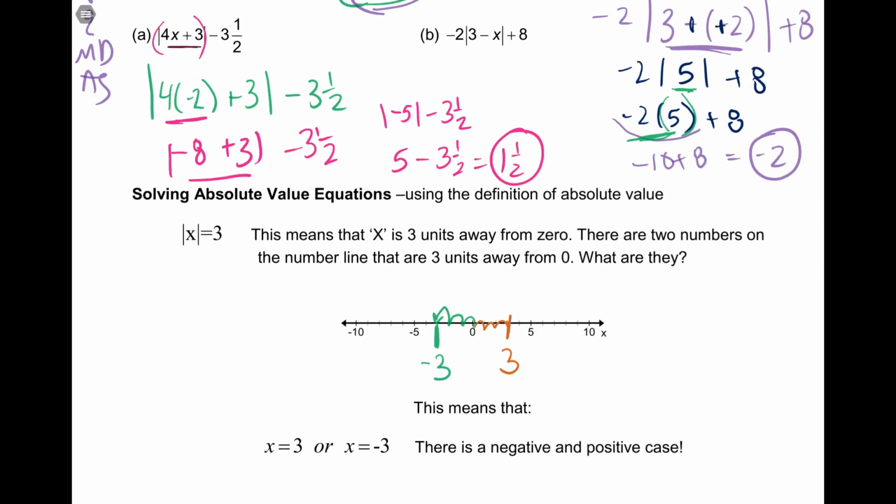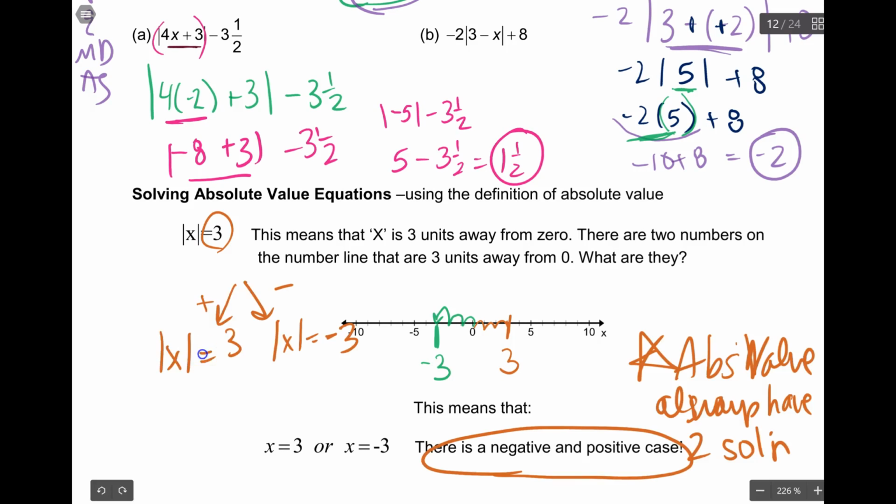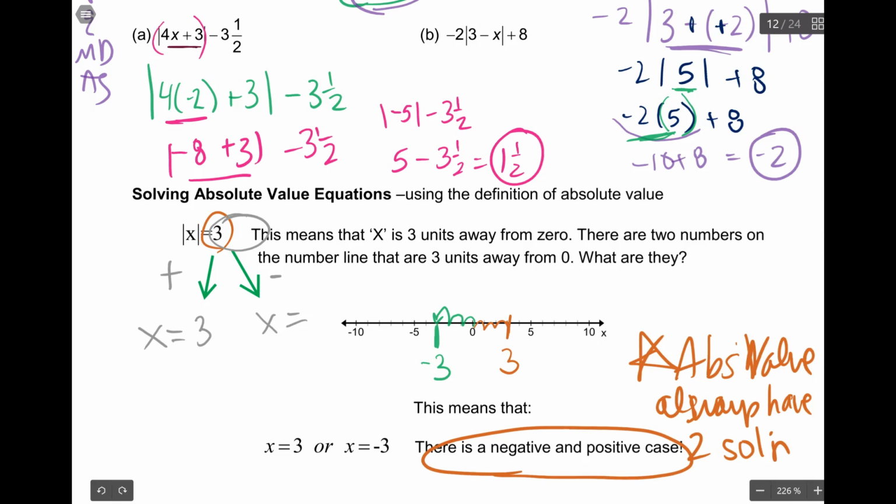So this means absolute values always have 2 cases. Absolute values have 2 solutions: you'll have a positive case and a negative case. So I'm going to split this into 2 parts. Here's the positive case, here's the negative case. When you do that, you can actually take away the absolute value signs. So I have x equals, if this is the positive case, I leave the solution as is, so that'd be 3. For the negative case, I take whatever's on the right side and I switch the sign. Since it was a +3, if I switch the sign, it will be -3. Hence, x equals -3 and x equals 3.